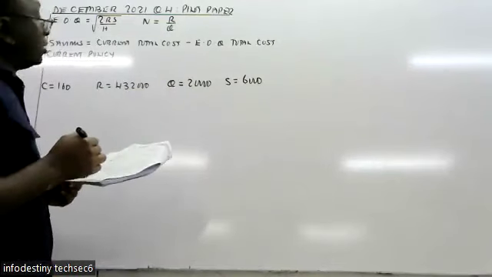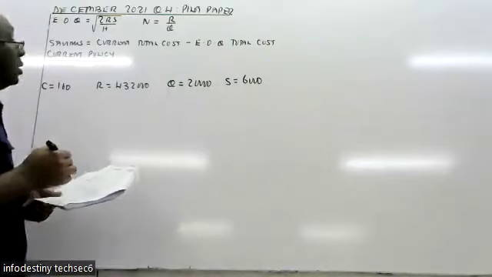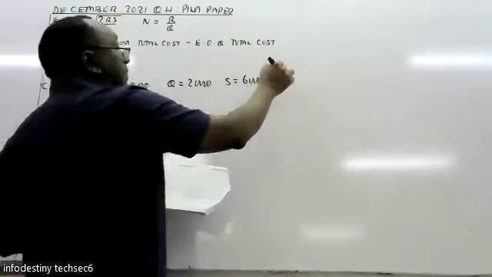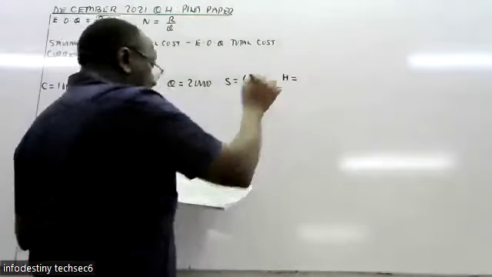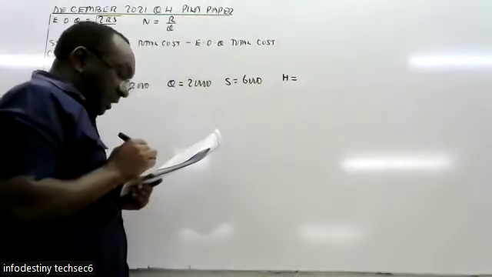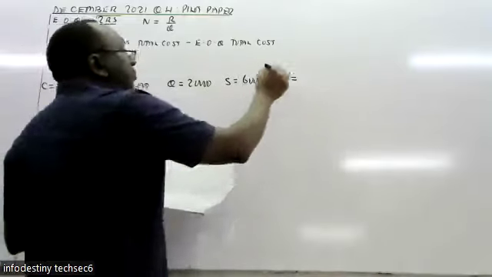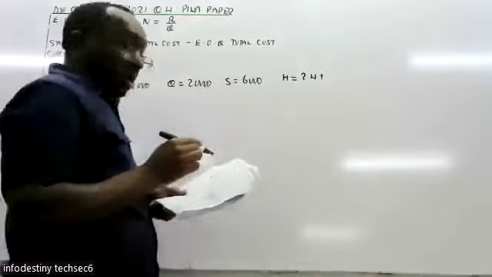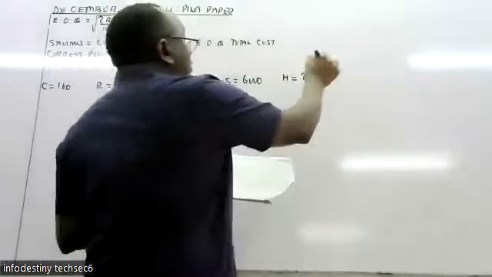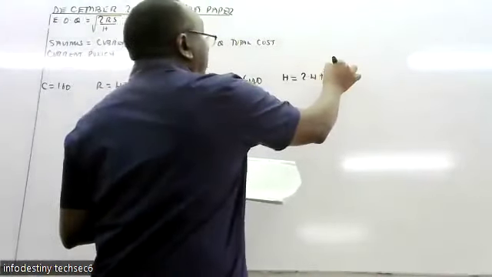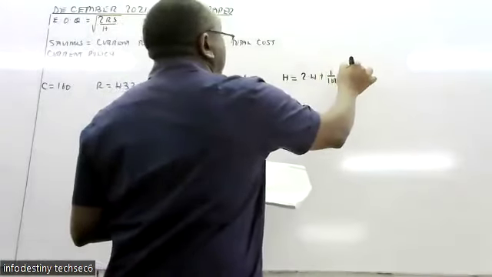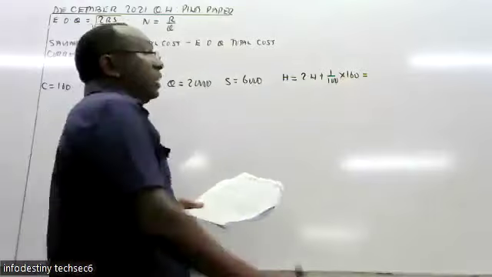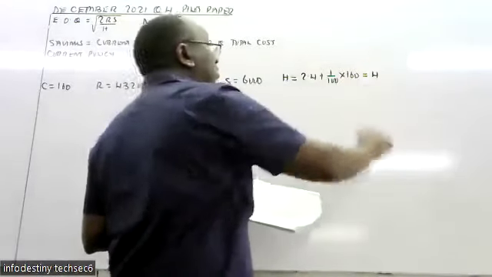Variable holding costs. So variable holding cost, that is H. We are told it is 2.4 plus 1% of purchase price, 1% of 160. So that gives us 4 shillings. That's all.